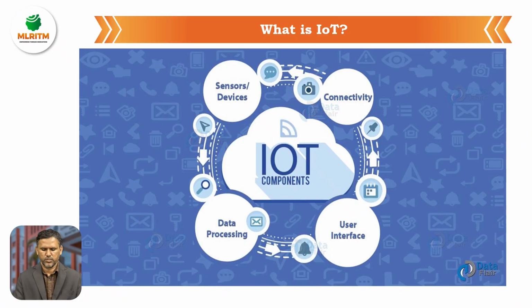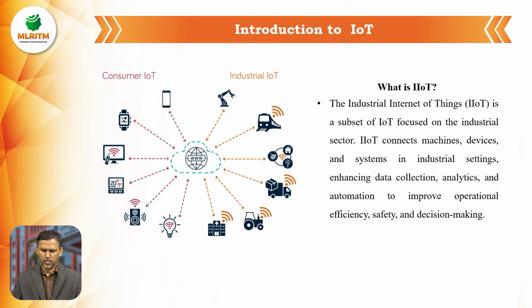So IoT is a combination of sensors, connectivity, user interface, and data processing. There are 4 functions performed. These are the different components. Here you can also observe the difference between IoT and IIoT. IoT is the Internet of Things. IIoT is focused on industries, and is called industrial IoT. In industrial IoT, you can observe data collection, data analytics, automation, and improved operational efficiency and decision making.